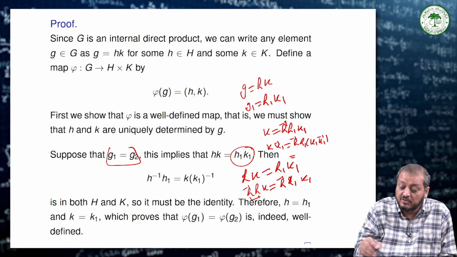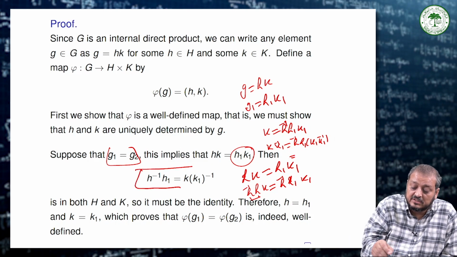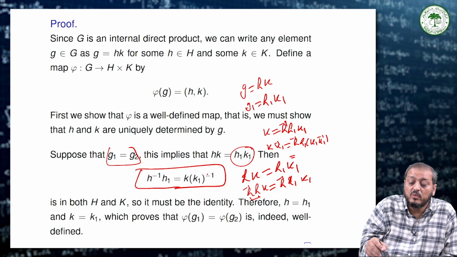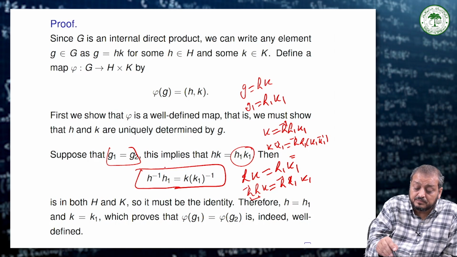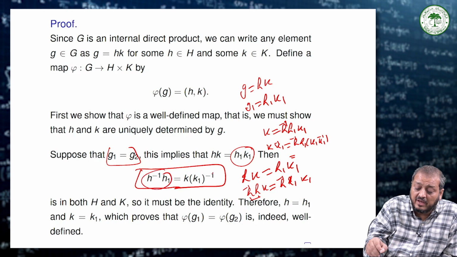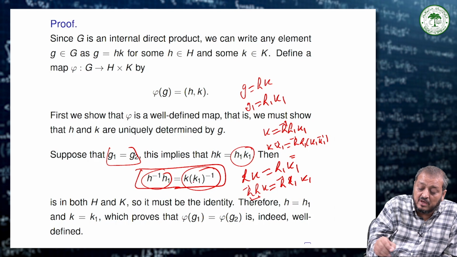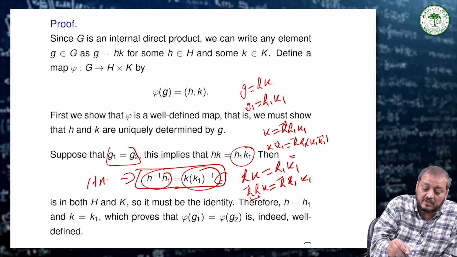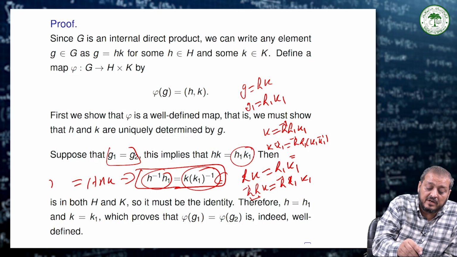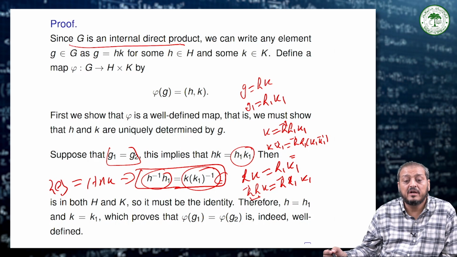So we can get it in the form of this. This is nothing but H inverse H1, which is the same as K into K1 inverse. But because you know that this is an element of H and this is an element of K, these are the same. This means this is an element of H intersection K, and you know that H intersection K is equal to identity, because G is an internal direct product.